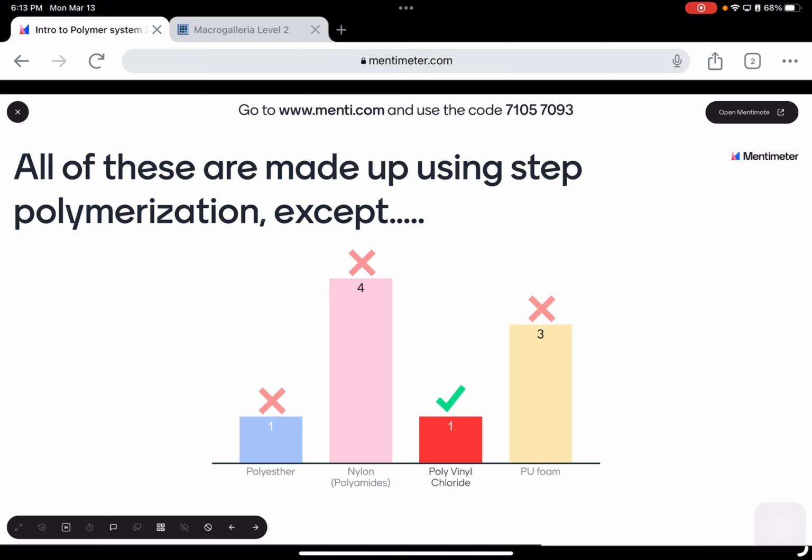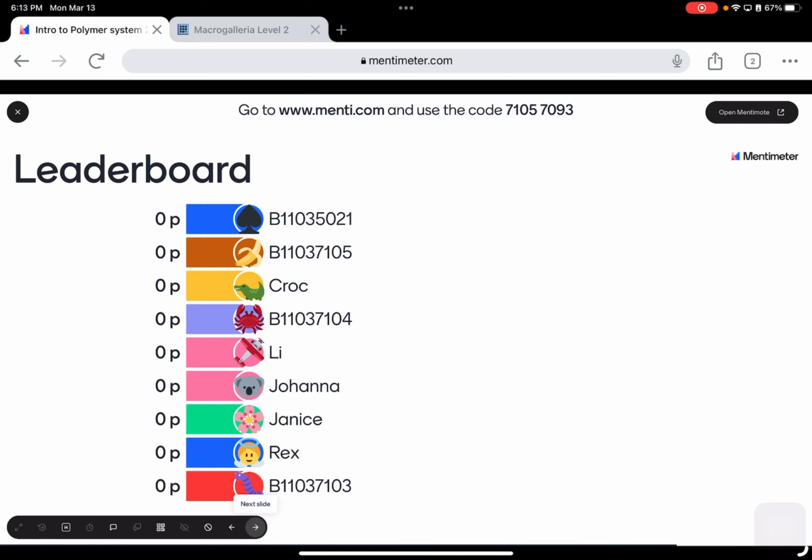So this is actually the question: all is step polymerization except one, right? If you remember, I said in the beginning that PVC is chain growth, not step. Okay, sorry.